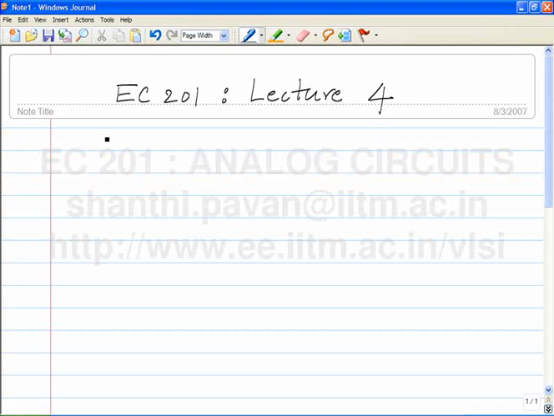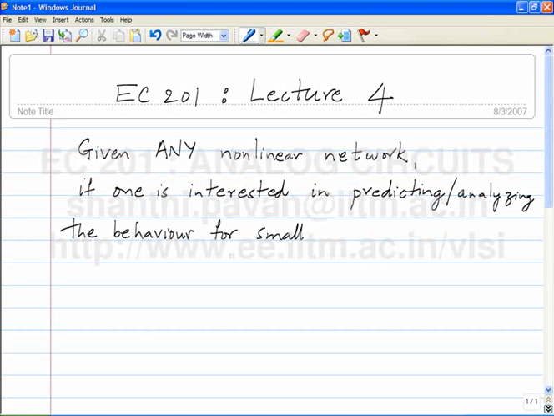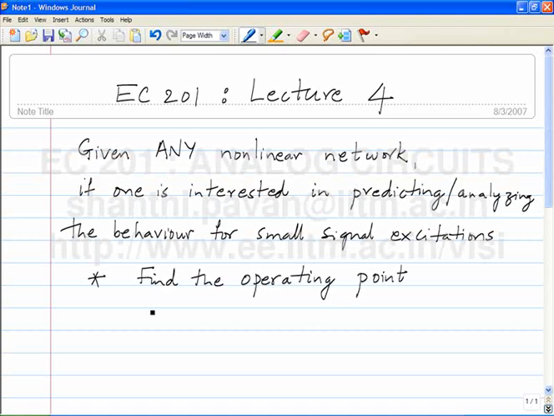So given any nonlinear network, if one is interested in predicting or analyzing the behavior for small signal excitations, what are the steps involved? What all should I do? First thing I should do is find the operating point. And what will this give me? Once I find the operating point, how am I better off than I was before?